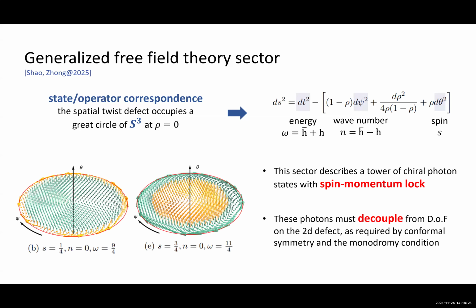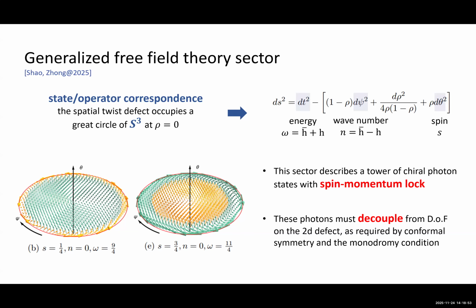So first of all, this generalized free theory sector is chiral. That means the phonon waves in this S3 Hilbert space have, in the terminology of optics, the behavior of spin-momentum locking, in the sense that the momentum along the defect is associated with a spin transversal to it, which is a characteristic feature of the chiral equivalent in quantum optics.